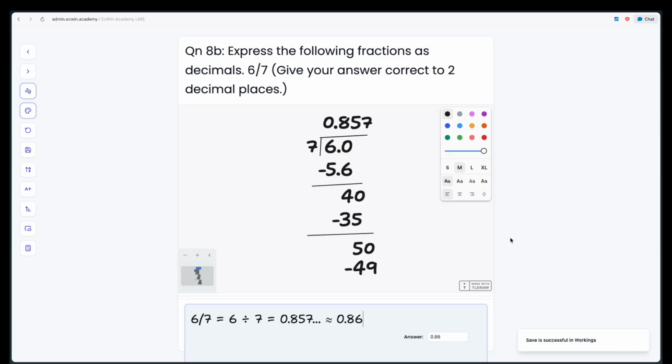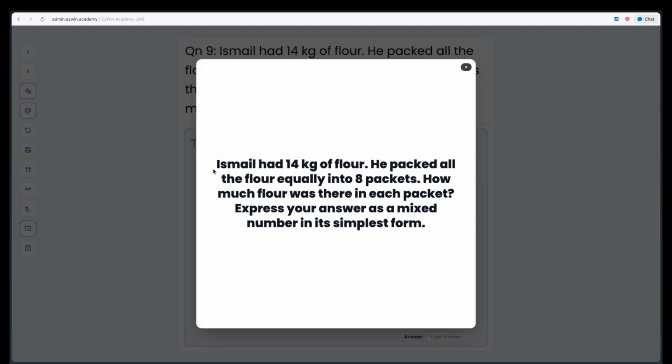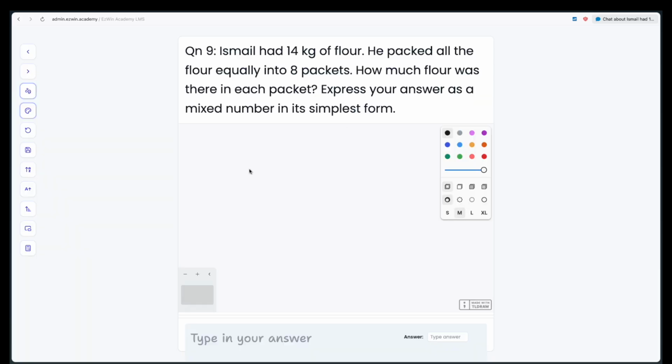All right, let's move on to the next question. Question 9. Ismail had 14 kg of flour. He packed all the flour equally in 8 packets. How much flour was there in each packet? Express your answer as a mixed number in its simplest form. So in this case over here, we just have a simple division. So it's 14 divided by 8.